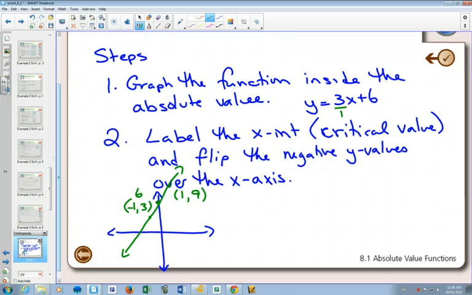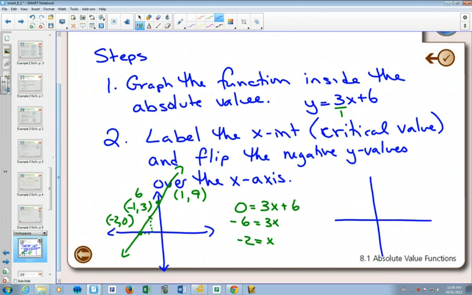Step 2 says it's going to be important that we label the x-intercept on here. So the x-intercept is when y is 0. If you plug in 0 for y and solve for x, subtract 6 on both sides, divide by 3, we know that our x-intercept is at negative 2, 0. Maybe you could have also seen that we just needed to go down 3 and over 1 again and find it that way as well. That's perfect. But remember, we can always find an x-intercept by plugging in y equals 0.